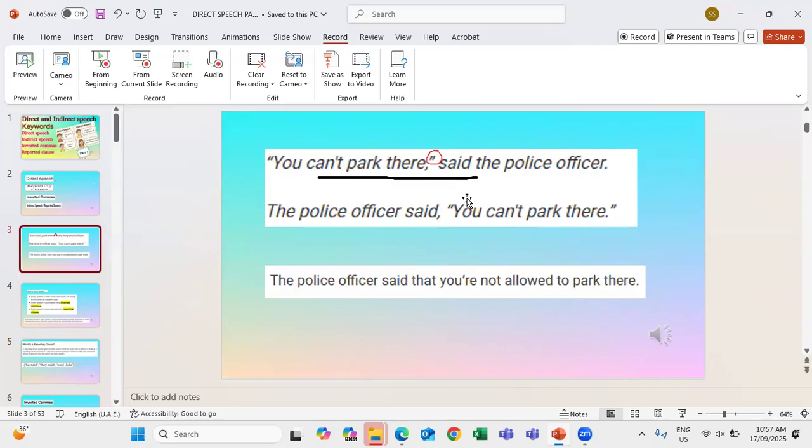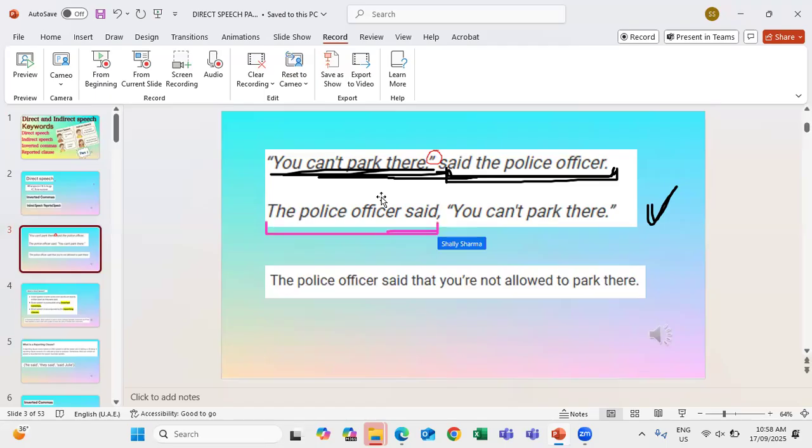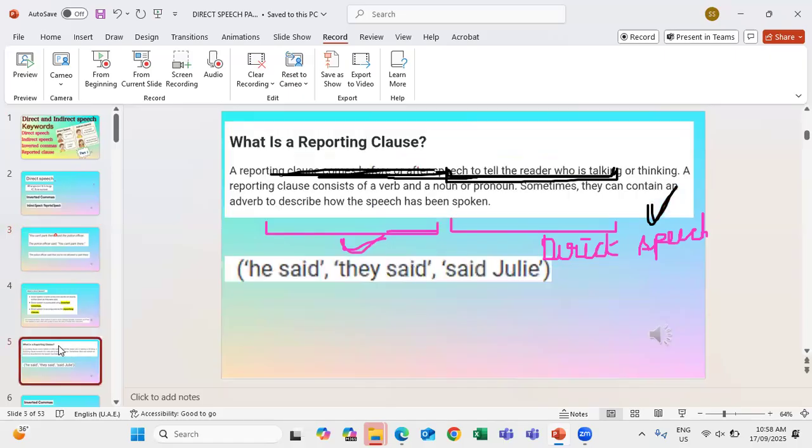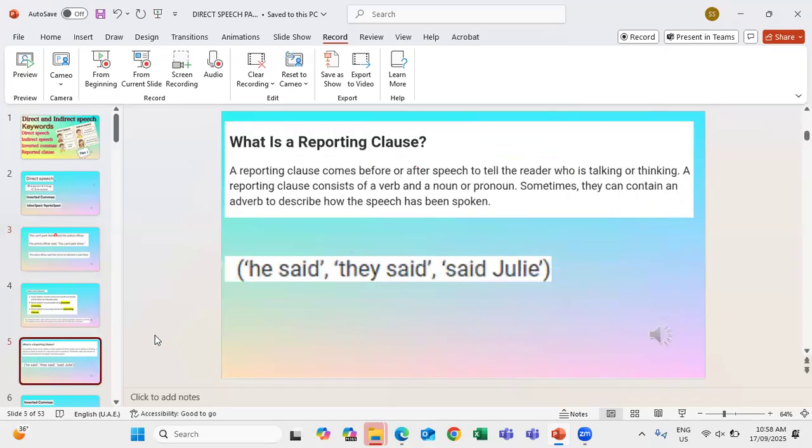Reporting clause can come before or after the direct speech. So here this is the speech, and this part, who said or who is thinking, is the reporting clause. It is coming after the direct speech. And in this second example, the reporting clause, that means who said or who was thinking, is coming in the front, in the beginning, before the direct speech. This is the direct speech, and this part, the police officer said, which is the reporting clause, is coming before. So these are the two things we discussed about the reporting clause: it can come before or after the speech, and it tells the reader who is talking or thinking.